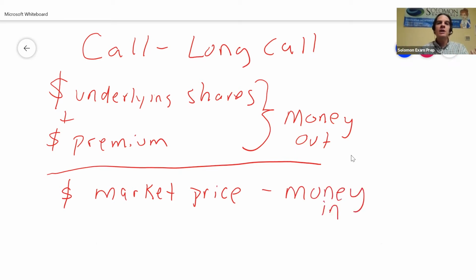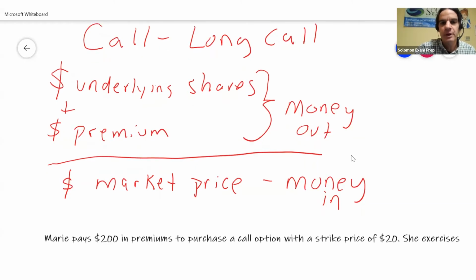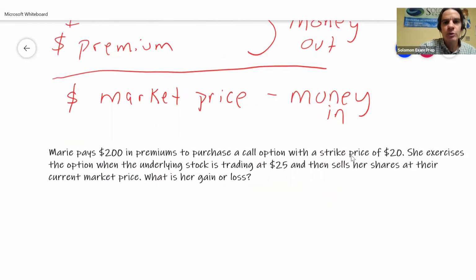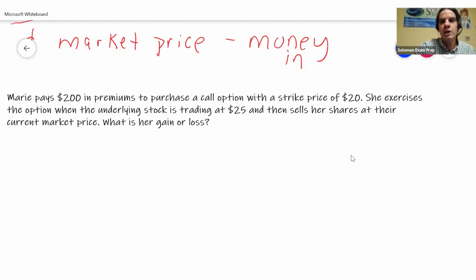So when you're calculating the gains or losses on a long call option, you take money out on one side, the money that they spend, and money in on the other side, and you figure out the difference. If the money in is more than the money out, they make money by whatever amount it exceeds the money out. If the money out is more than the money in, they lose that amount of money. All right, so let's look at an example here. Marie pays $200 in premiums to purchase a call option with a strike price of 20.